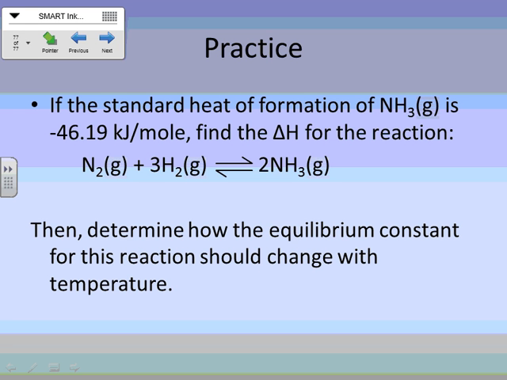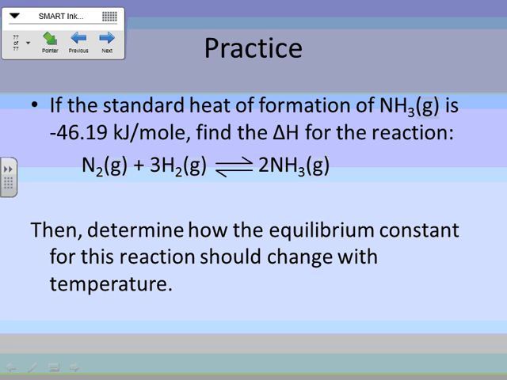If the standard heat of formation of NH3 is negative 46.19 kilojoules per mole, find the delta H for the reaction. Okay, I just thought I'd throw a little thermodynamics back in there just for fun, because we don't want to forget anything here, okay? We're going to do this fast, and this doesn't take very long, okay? I'm giving you the standard heat of formation of the NH3. It's negative 46.19 kilojoules per mole, okay?